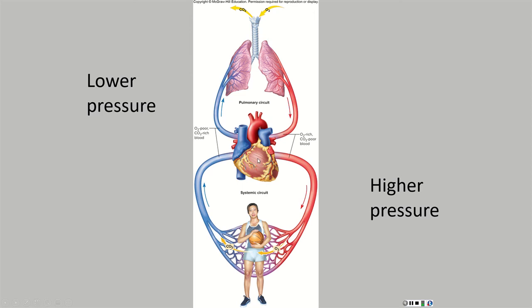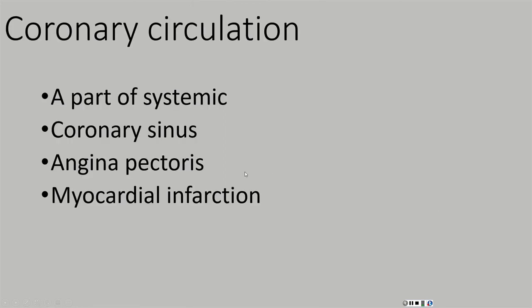But the heart muscle is constantly working, so it needs a lot of oxygen, a lot of nutrients, so it has to supply itself with oxygen and nutrients. And that's what all these blood vessels on the surface of the heart are. And it's, like I said, a part of the systemic circuit. The heart is considered part of the body, not part of the lung. So there's blood flowing all across the surface of the heart in those blood vessels.